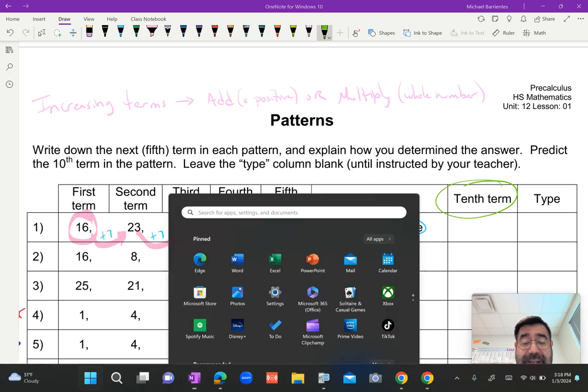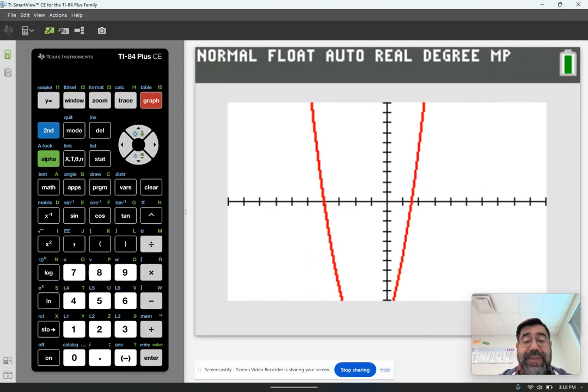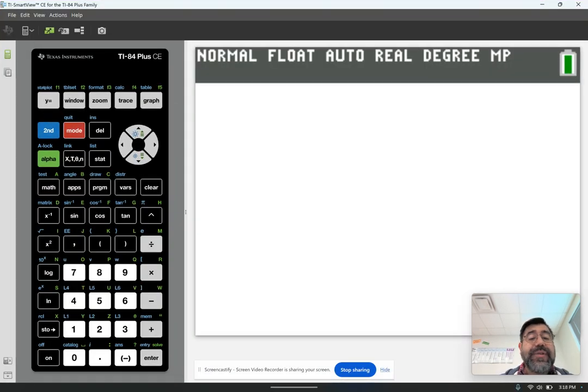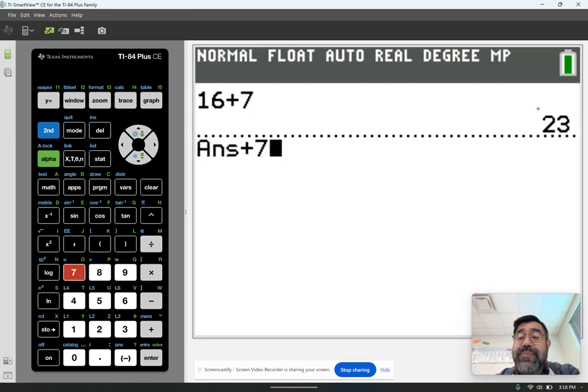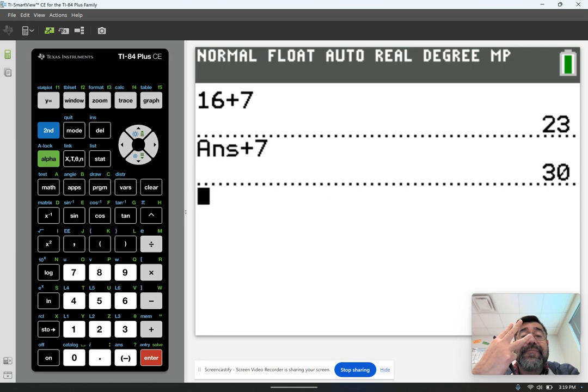So if you have your handy-dandy calculator, let's start with that. I'm going to go to the home screen on my calculator here, and I'm going to start with 16, and I'm going to add 7, and press enter. That's the second term. But here's the nice thing about the calculator. If you just say plus 7, it's going to take the previous answer you just got and add 7 to it. So if I do that, it's going to give me the third term.